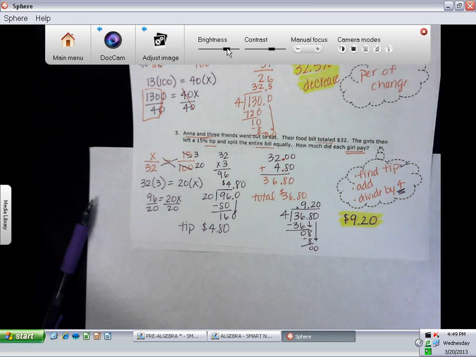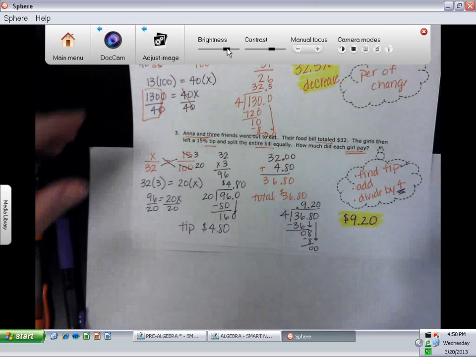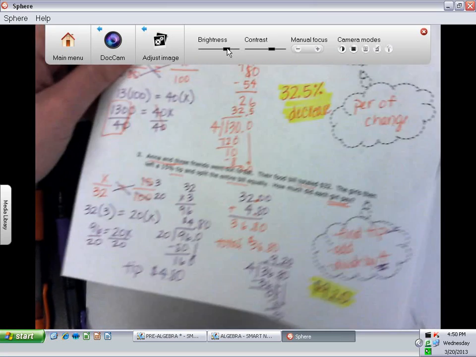Alright, go ahead and flip your paper to the back. Don't forget, you can pause the video anytime you want. You can go back and replay. Okay, the back of your paper, number 4.